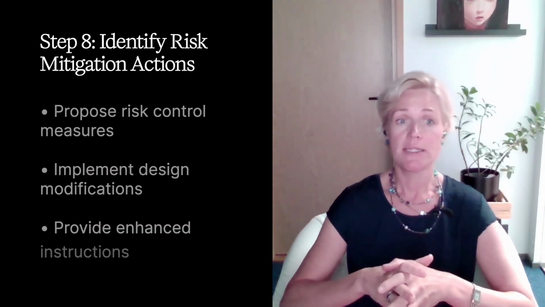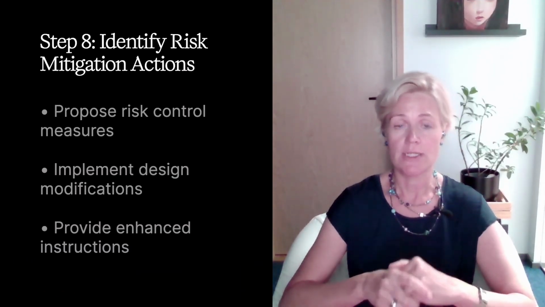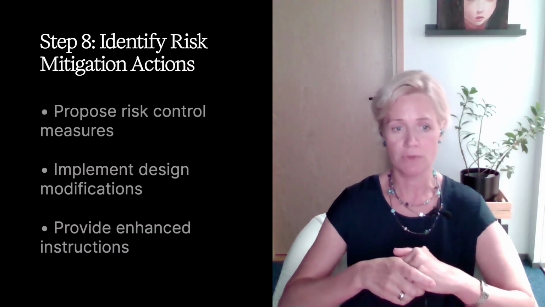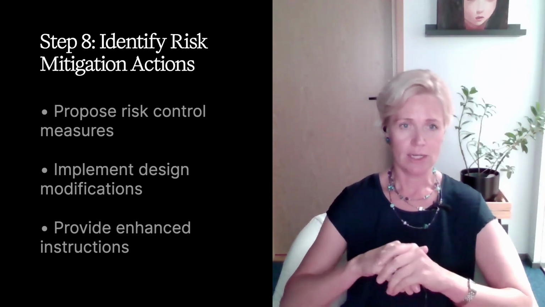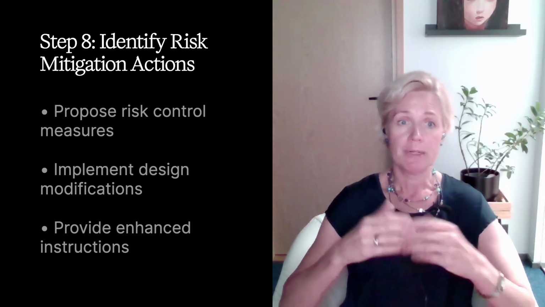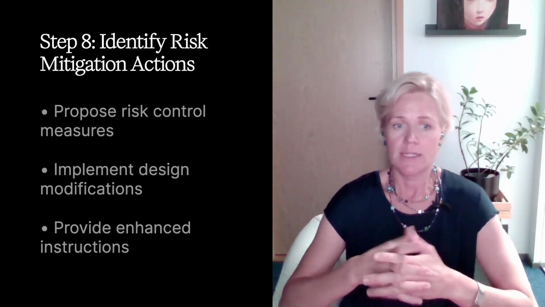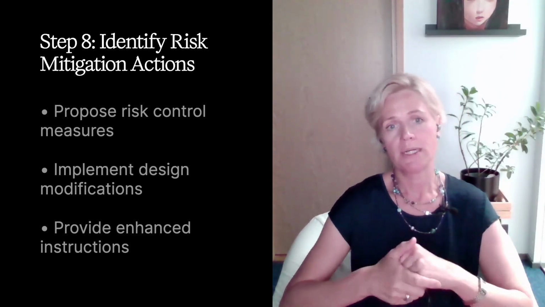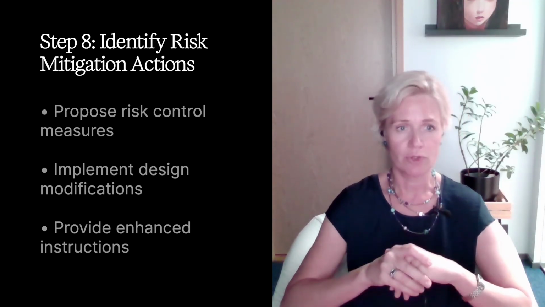So step 8 is identify risk mitigation actions. You have to propose and document appropriate risk control measures that reduce the likelihood of occurrence or improve the detectability of the failure. Implement these measures through either design modification, normally software updates, and sometimes enhanced instructions for the user.